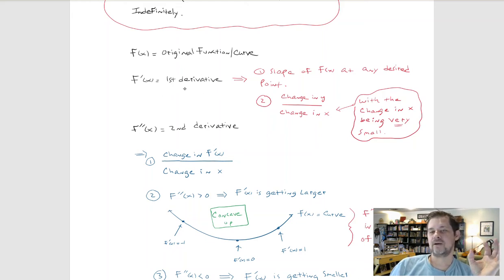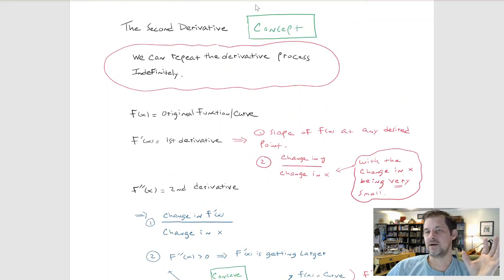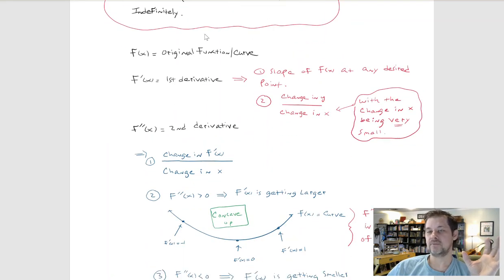Now, I want to make this video about the concept of the second derivative. So I'm going to review the concepts all the way along. So you've got the function, the curve, you've got the derivative, and let me remind you what the first derivative tells you, how you can interpret it. One thing is it tells you the slope of this original function or curve at any desired point. That's one way to think about it. Sometimes we do think of it that way.